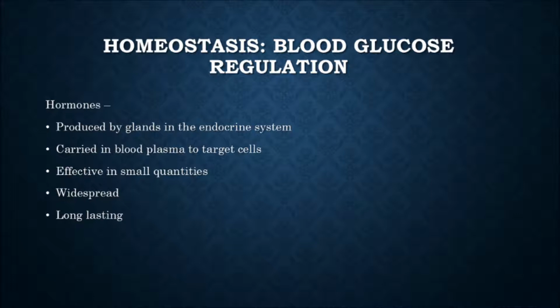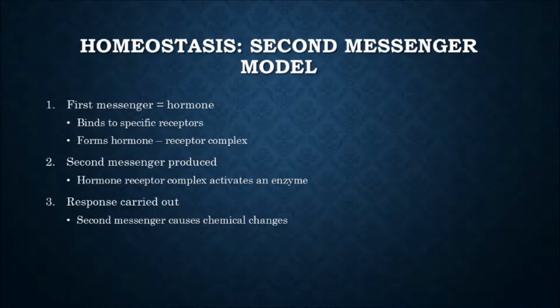Homeostasis is also used to regulate blood glucose levels, but this is controlled by hormones rather than the nervous system. Hormones are produced by glands which are part of the endocrine system. They are carried in blood plasma to the cells on which they are to work, known as target cells. Hormones are effective in small quantities and are widespread with long-lasting effects.